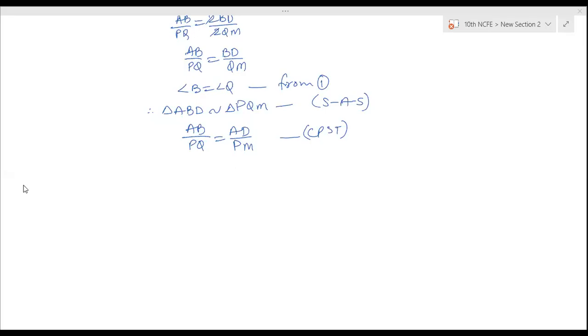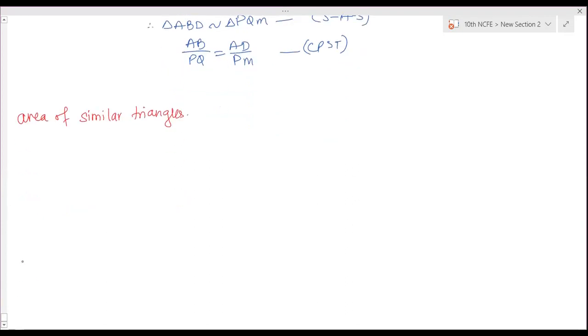Area of similar triangles. So there is an area theorem for similar triangles. The ratio of areas. Now what does this tell us? If two triangles are similar, then the ratio of areas of those similar triangles is equal to the square of the ratio of corresponding sides.